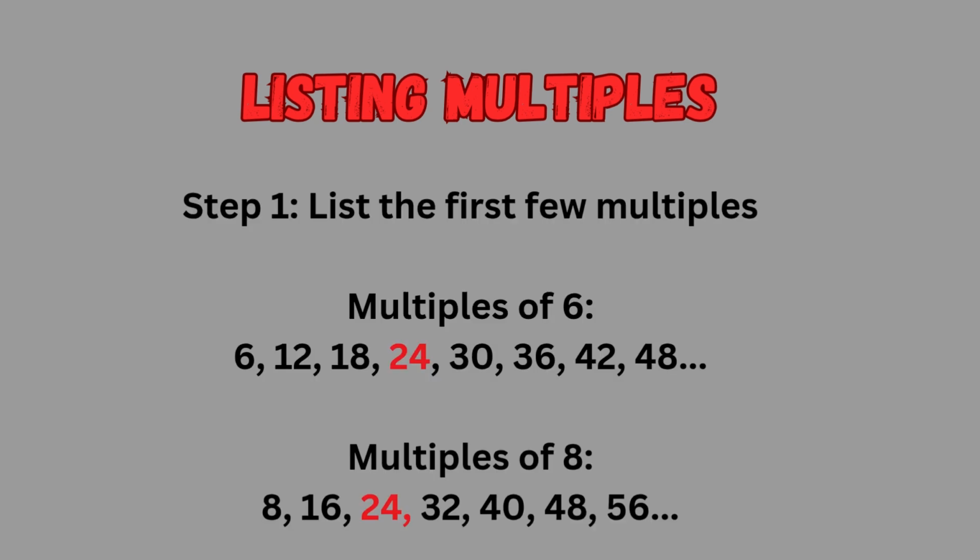So let's take an example of 6 and 8. We will write some multiples of 6 and 8 both. Multiples of 6 are 6, 12, 18, 24 and 30. And multiples of 8 are 8, 16, 24, 32, 40, 48. Here we find a common multiple, and the smallest is 24. Hence 24 is the LCM of these two numbers.